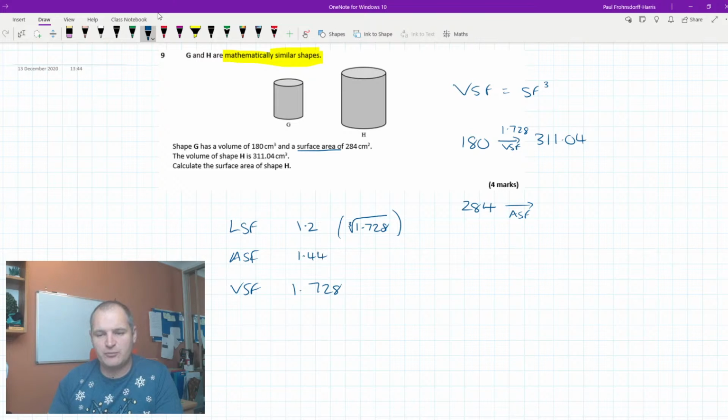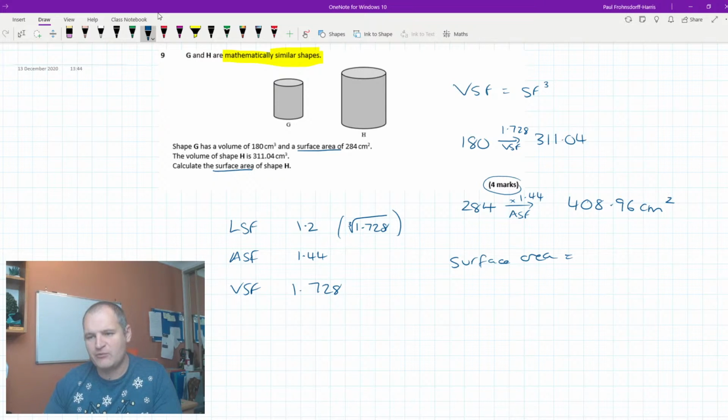So a lot of forwards and backwards, but that's why it's 4 marks, because we needed to use length, area, and volume scale factors. So I times this one by 1.44, and it will now tell me the surface area of shape H is 284 times 1.44. I checked the question, it doesn't tell me to use special units or anything, so I'm just going to write the whole answer. So surface area equals 408.96 centimetres squared, because it's area. When it's the surface area, we're going to use centimetres squared. So 408.96 centimetres squared. A summary of what we've done in that question.